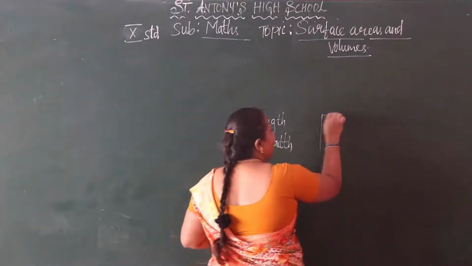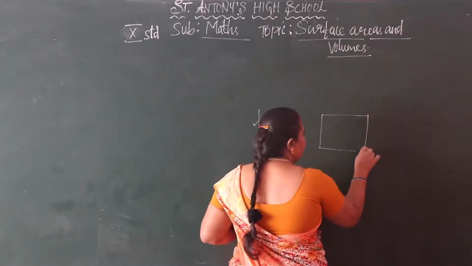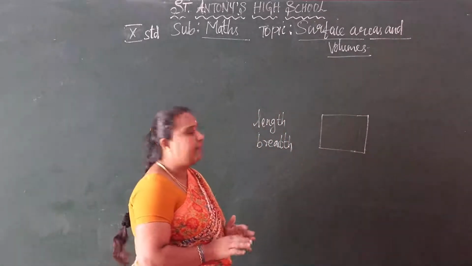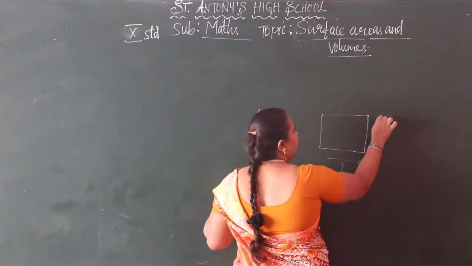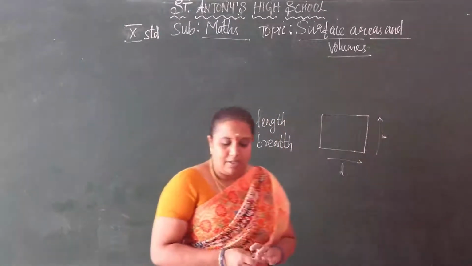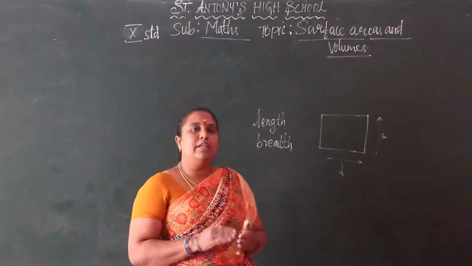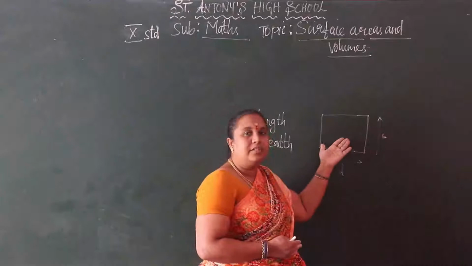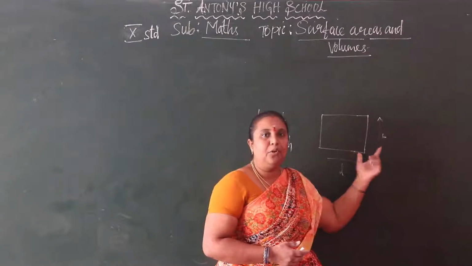So this is a two-dimensional figure, a rectangle. Here we have length, L, and height or breadth. We have length and breadth of the two-dimensional figure. So we have to find out the area of this rectangle. What is the formula? Length into breadth, that is L into B.